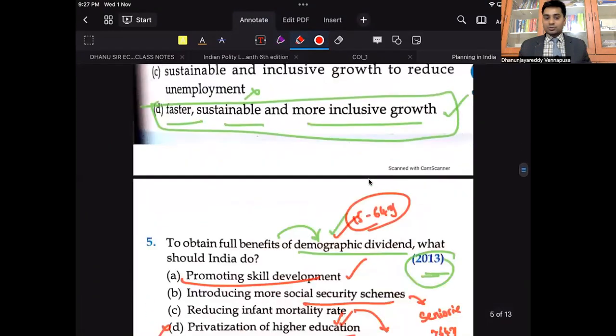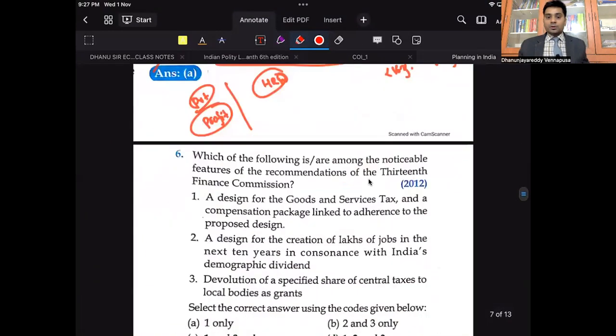So let's go for the next question, the 6th question. Which of the following are among noticeable features of recommendations of the 13th Finance Commission? Now, observe one thing very carefully. They have asked a question on the 13th Finance Commission, and they have asked on the 14th Finance Commission. Definitely, we can expect one question on the Finance Commission in the upcoming year, that is, on the 15th Finance Commission.